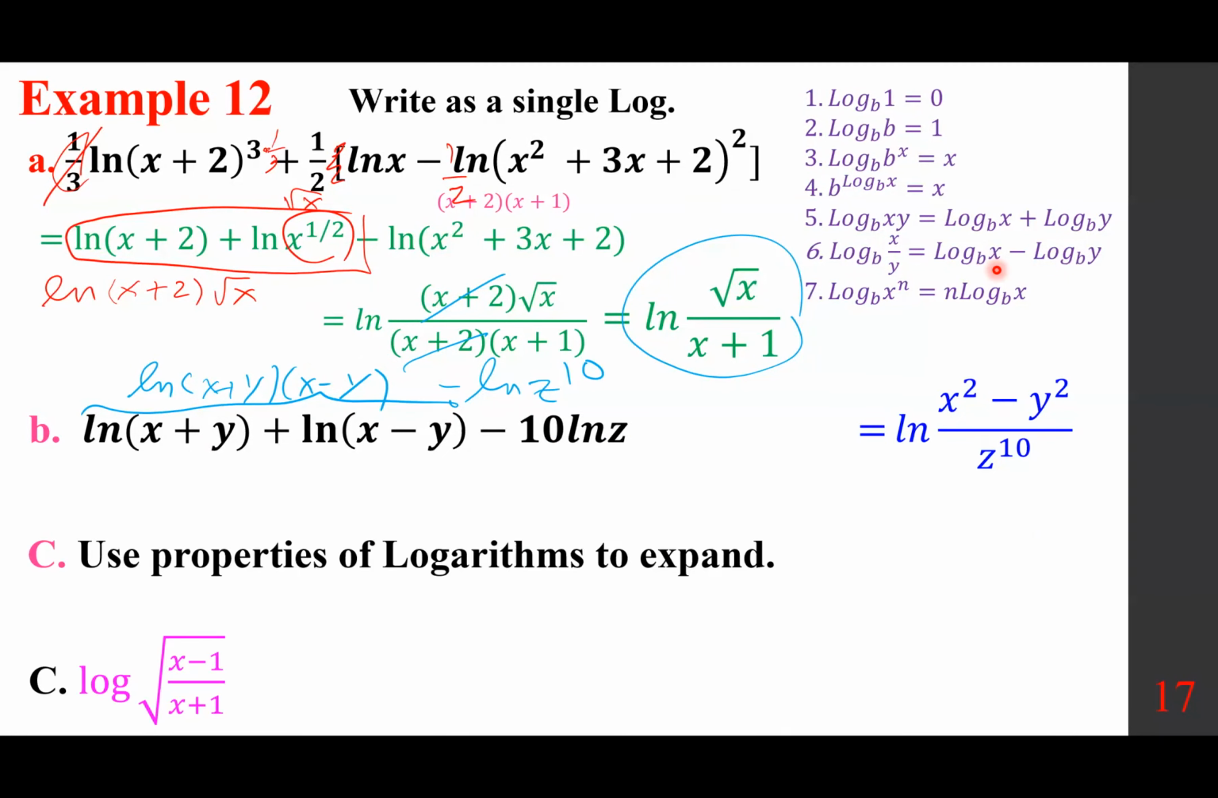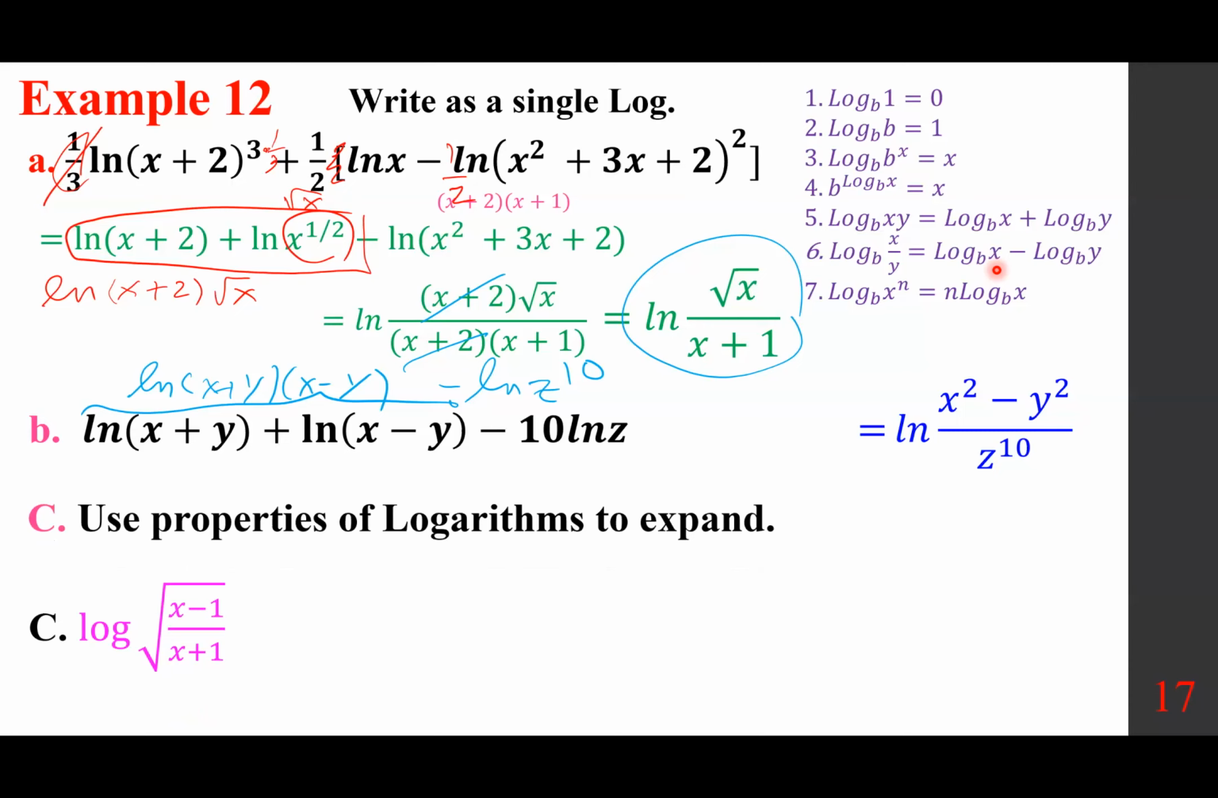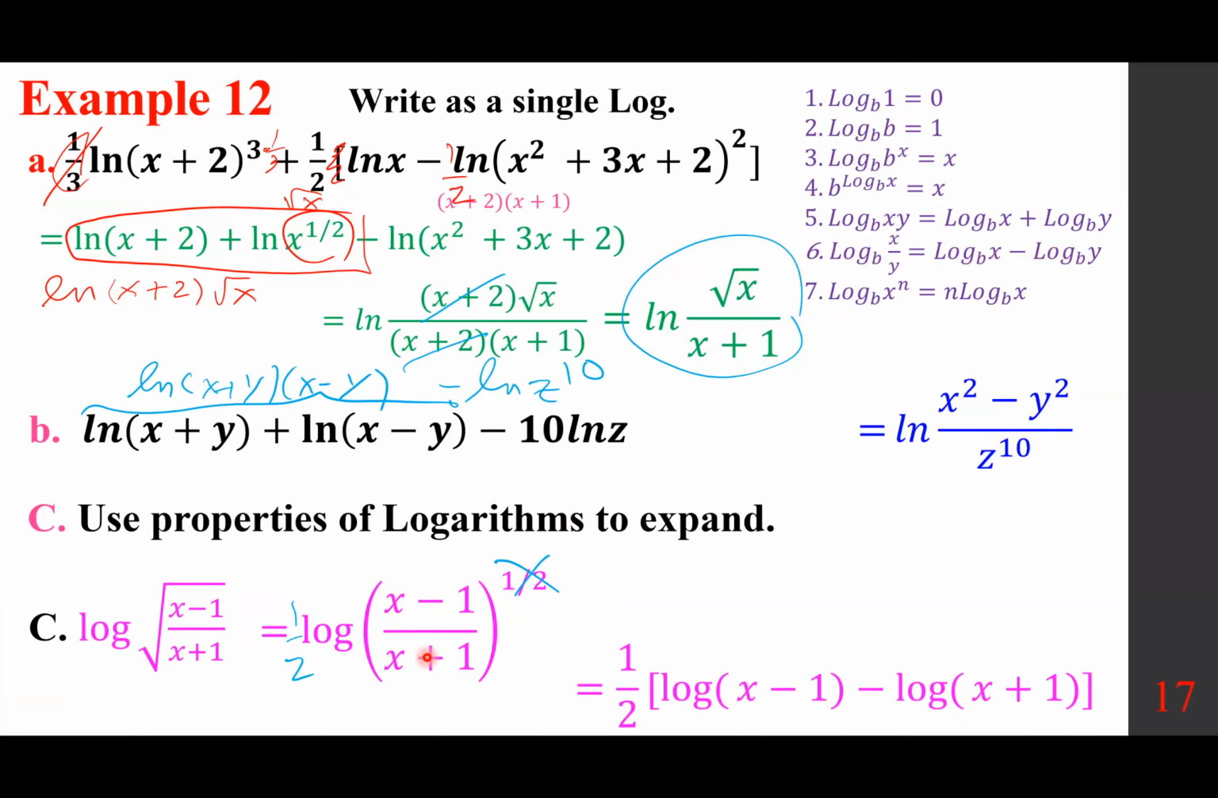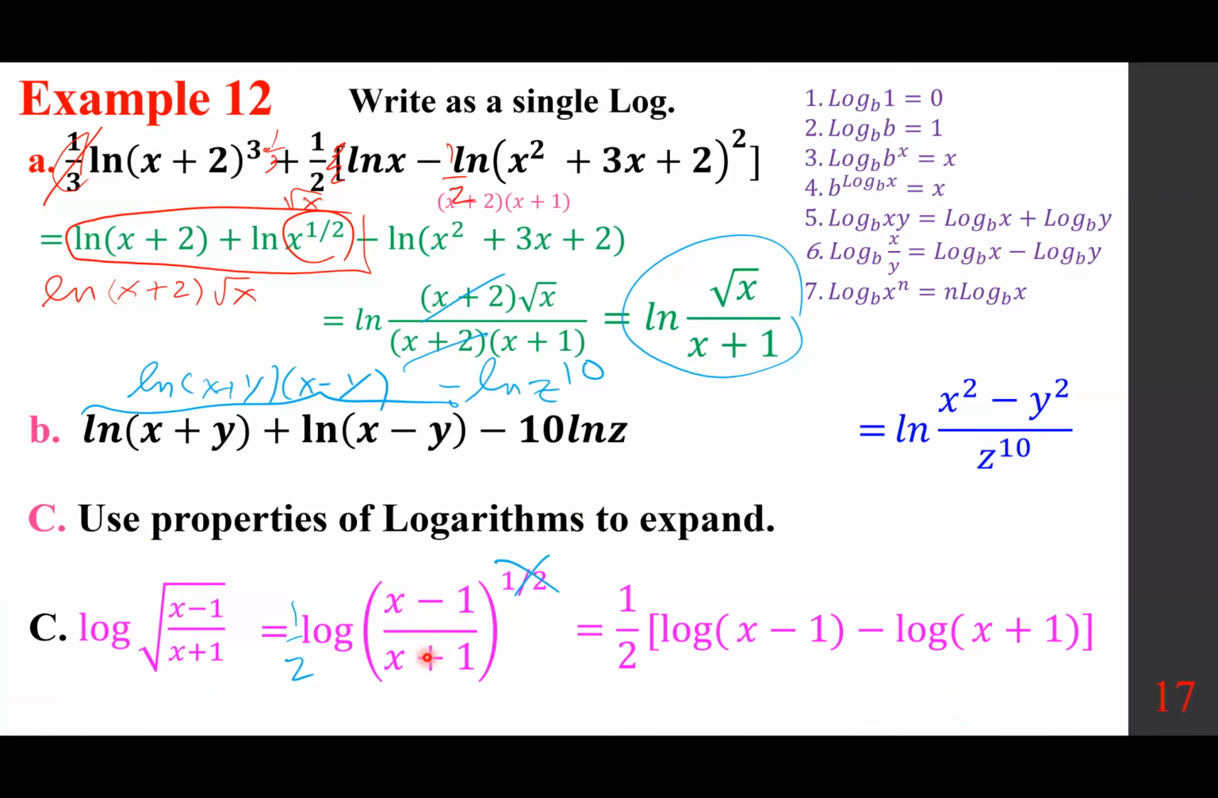What if we want to go back and we want to expand? Well, please understand when we say the square root, that means to the power of 1/2. Then you can put the 1/2 in front. You can cross this out and put it in front. Half of log of x minus 1 over x plus 1. And this one can be expanded as log of the top minus log of the bottom. So we have many properties here and we use them. The product rule, the quotient rule, the power rule, you name it, or the reverse process of those.